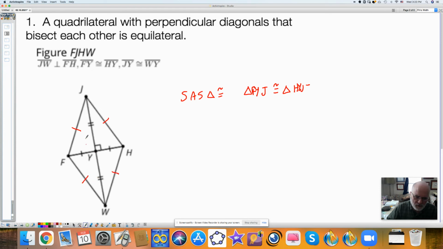Now, how do I know that these two are congruent? Well, here I have a side, angle, side. So I can do that for each of these and show that these two sides are congruent, that since this side is also congruent to this side, these three sides are congruent, and then this side is congruent to this, so that all four sides are congruent.